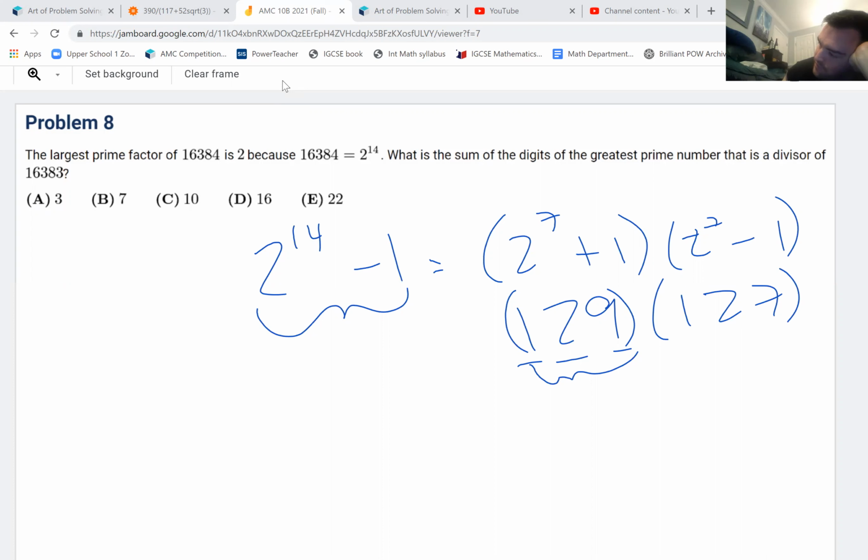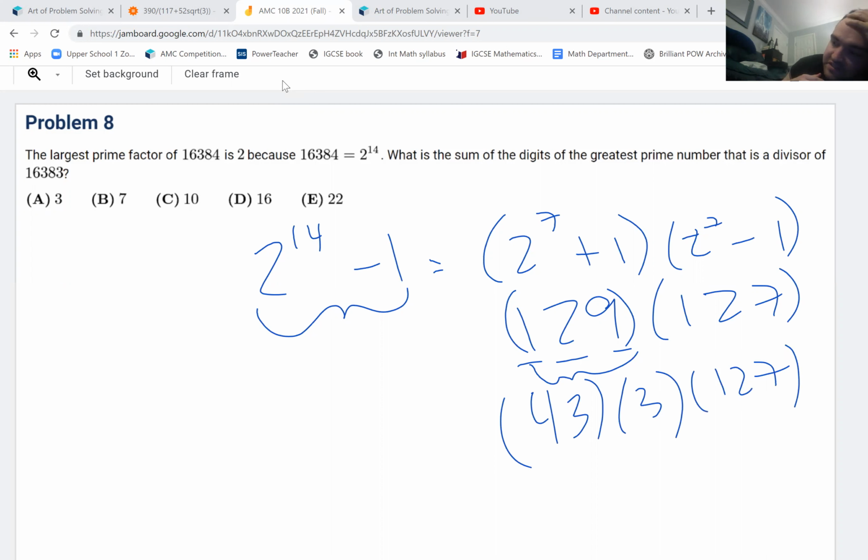If I divide that by 3 with long division, I get 43 times 3. So this number is 43 times 3 times 127. Now, you might ask yourself, is 127 prime? Well, in order to answer that, you need to think about numbers that end in a 7 that are not prime, like 27, 57, 77, 117.